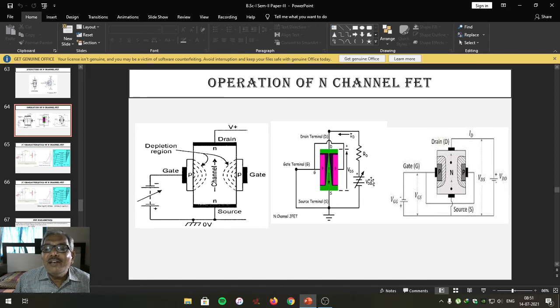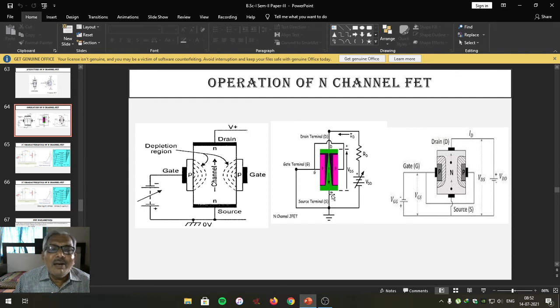Due to the connected VDD, the source will liberate the charge carriers. If the FET is N channel, it will liberate electrons. If the FET is P channel, it will liberate holes. Liberated electrons will move towards the drain, and it will allow drain current to pass through it, due to the voltage developed between drain and source, that is VDS. This is what happens when the FET is forward biased.